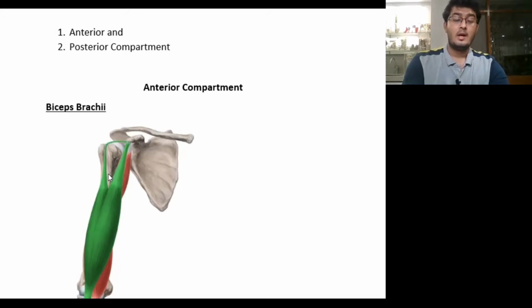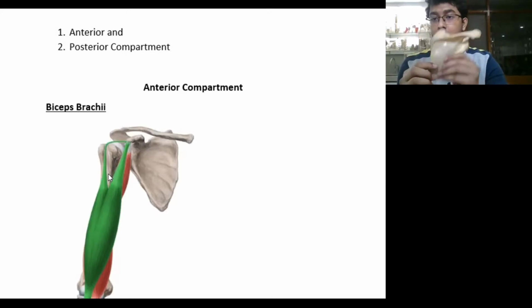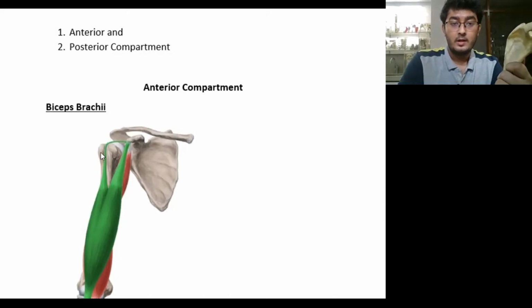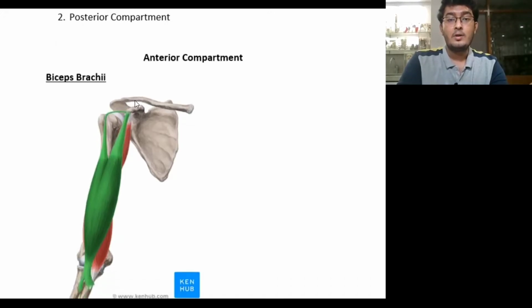It has two origins. If you remember, this is the scapula, and in the scapula we have a glenoid cavity. On the superior aspect of the glenoid cavity, we have the supraglenoid tubercle, and we had the infraglenoid tubercle. I told you that the supraglenoid tubercle is the place of origin of the long head of the bicep tendon. So this is where the long head of the bicep tendon is coming from, attaching at the supraglenoid tubercle.